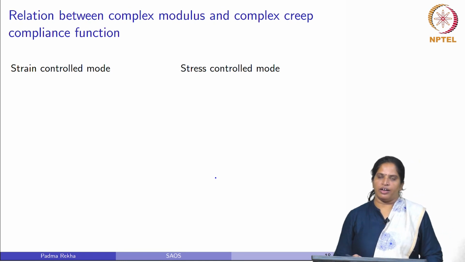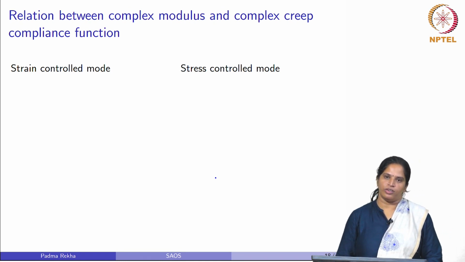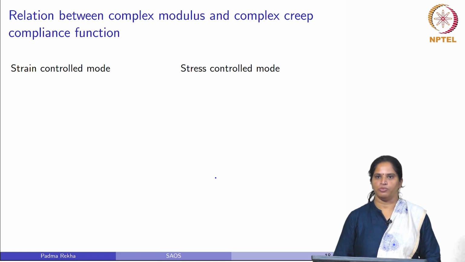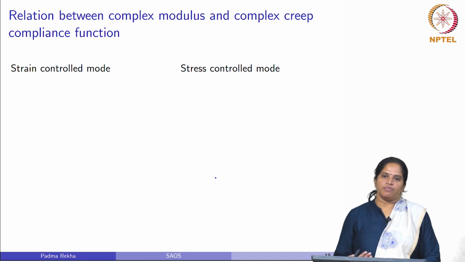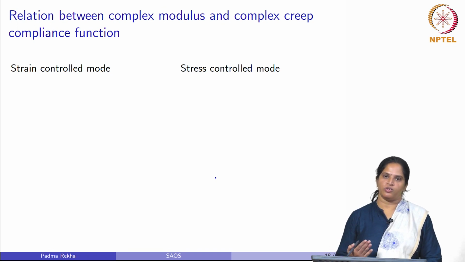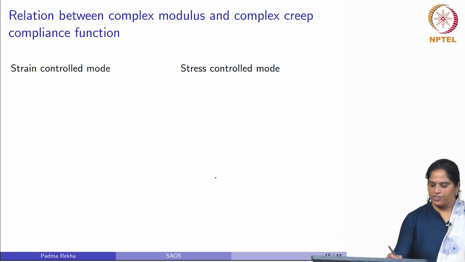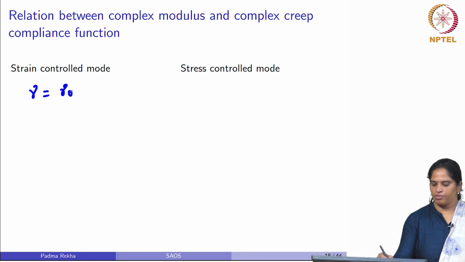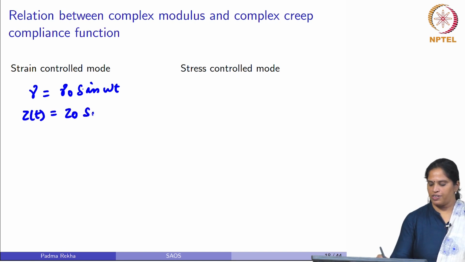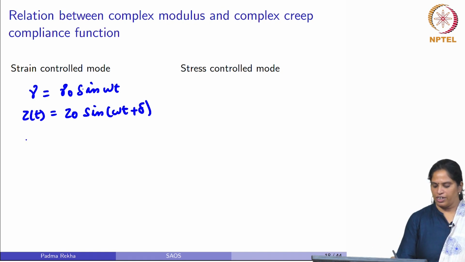Let us quickly recollect what we saw for a stress control test and a strain control test in an oscillatory mode, and then we will see whether these material functions which we defined for the stress control and strain control tests are related to each other. So, in a strain control test, we controlled the strain and measured the stress, and the stress for the viscoelastic response is given by tau naught sin(omega t plus delta). We defined a modulus here, called the complex modulus.